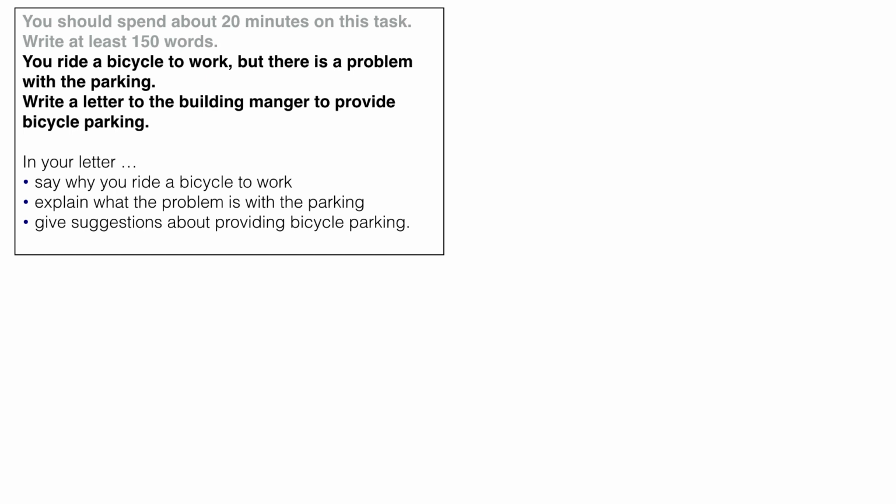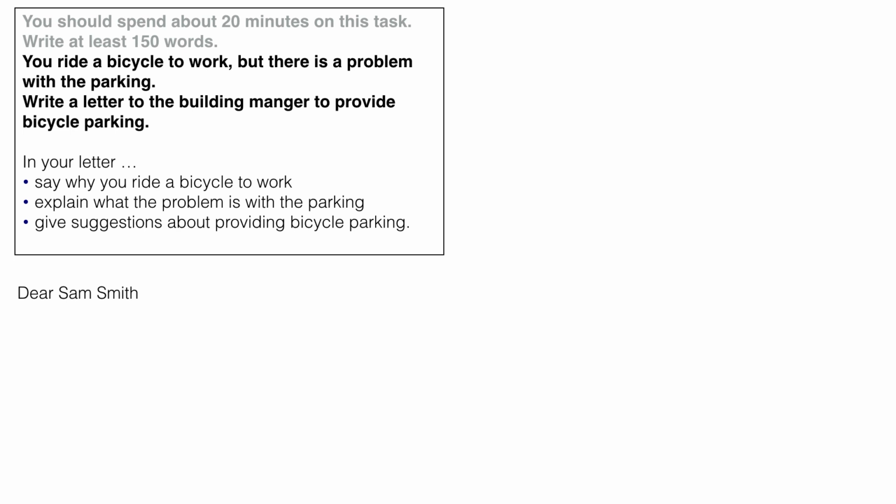Now, the first thing that you do is ask who are you writing to and what style? Is it formal, informal, or semi-formal? In this case, you have the option. Maybe you know the building manager. You see him when you go to work, so you might know his name. In that case, it would be semi-formal. You would use the name as I have done in the example here. Or it could be formal in that you don't know who it is. You're not sure if it's a man or a woman, you would say dear sir or madam. But you have that option in this particular situation.